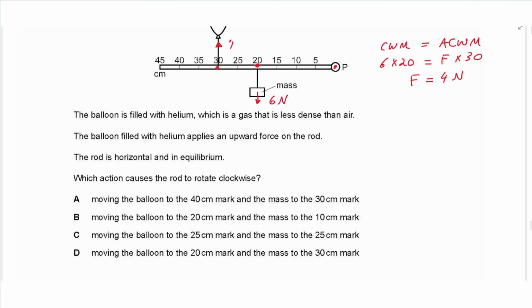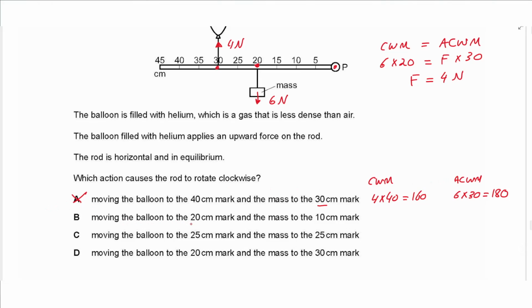Then I'm going to use these forces to apply the distances in the answers. So for choice A, moving the balloon to the 40 centimeter mark, that is the clockwise moment. We have the force 4 multiplied by 40, that gives 160. And for the anti-clockwise moment, we have the load of the mass, which is 6 newtons, multiplied by the distance 30, that gives 180. So the clockwise moment is less than the anti-clockwise moment, so it's not A.